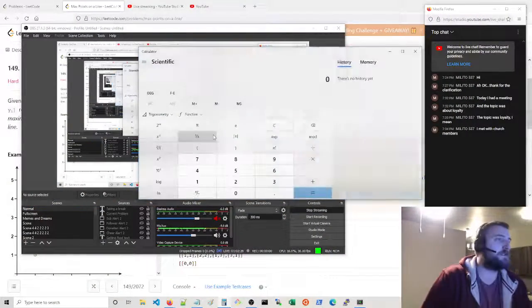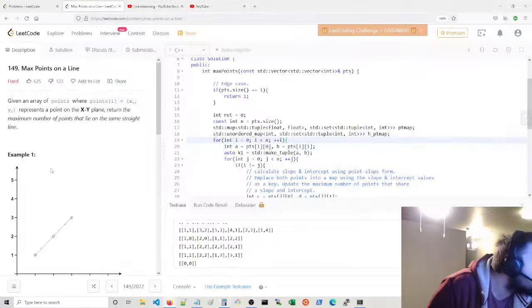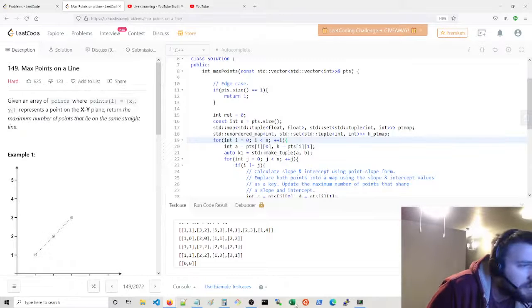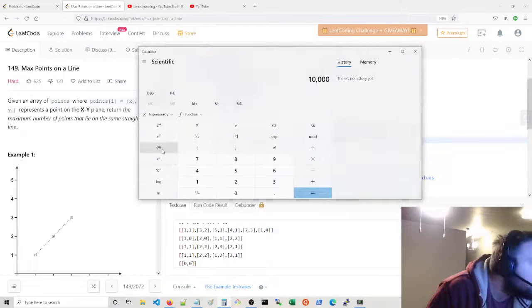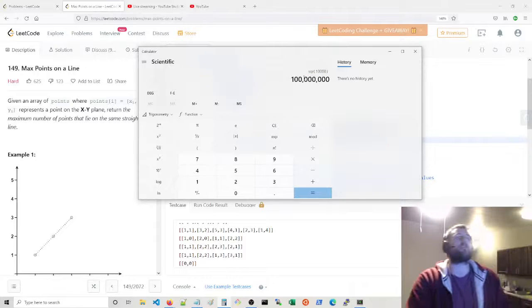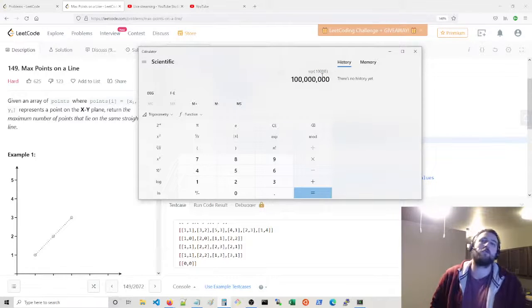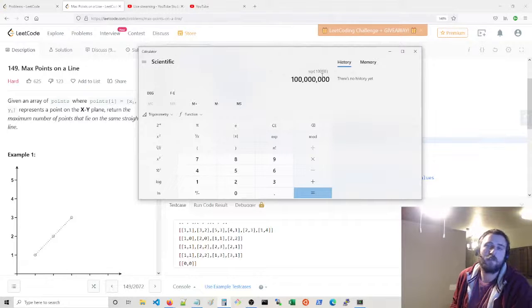Actually, yes, you can optimize this quite a bit because you have 10,000 for the bounds. What you can do is square it. 100 million fits in a single integer. You can rewrite the two-dimensional array. You can hash your x and y coordinates to 100 million.